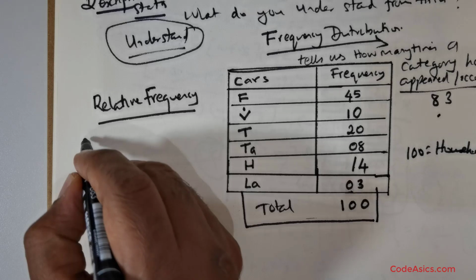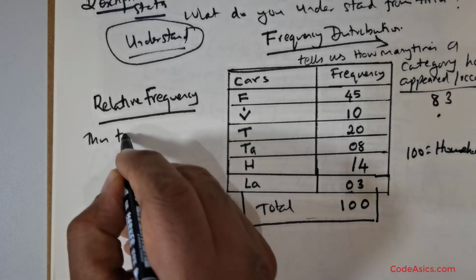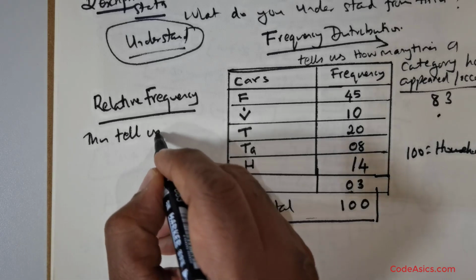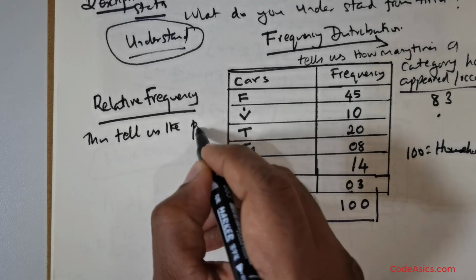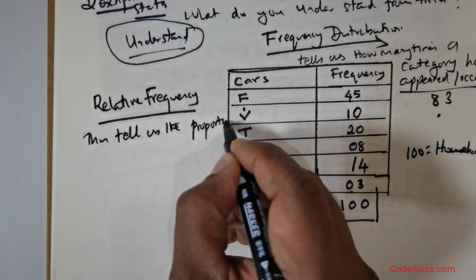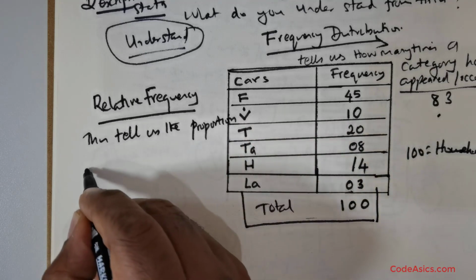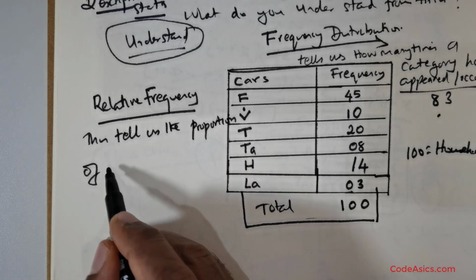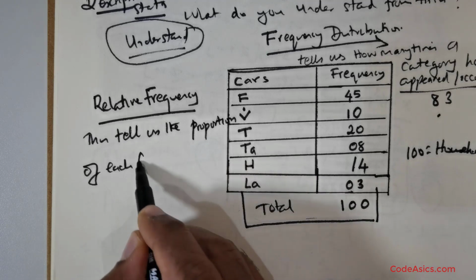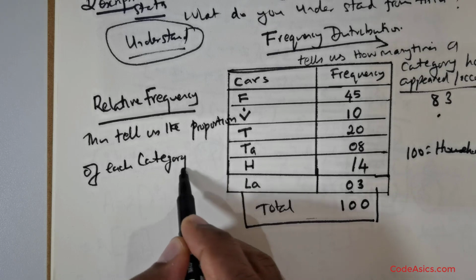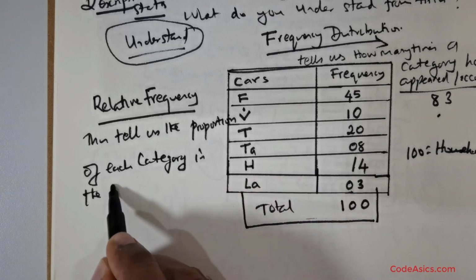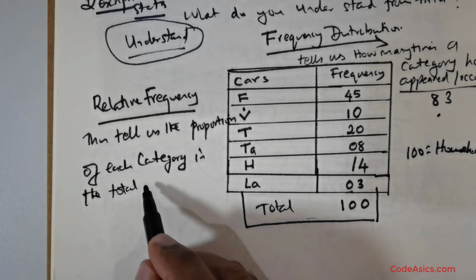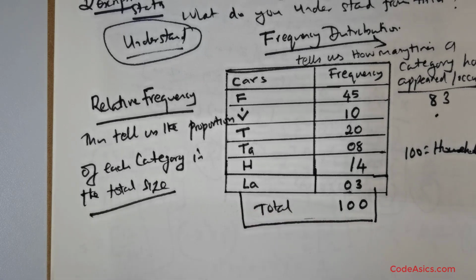Now what is relative frequency? This tells us the proportion of each category in the total size. That's the best way to define relative frequency.